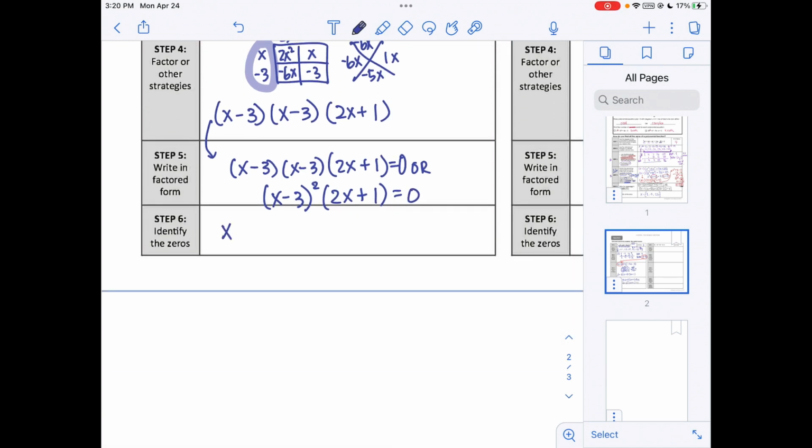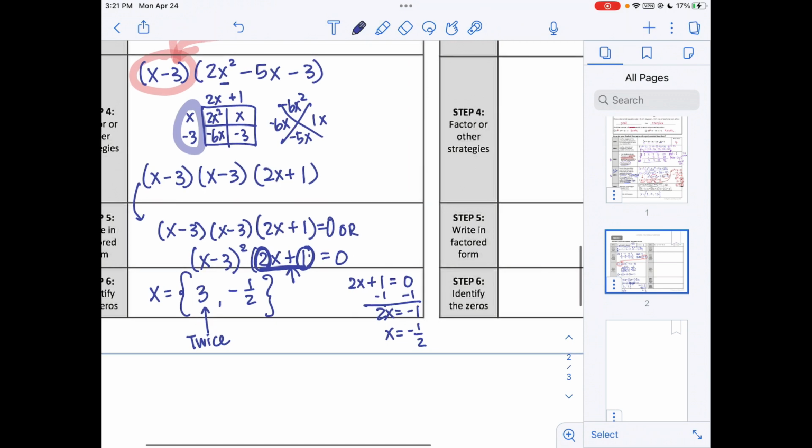When I identify the zeros, I'm going to have 3 twice. This one lands on the x-axis twice. And then we have the 2x plus 1. If I were to write it as a root, it would be 2x equals -1, and then x would equal -1/2. So it would be -1/2. It should be the opposite of whatever sign it gives you for the operation, and then b over a. Okay, so that's the second one.